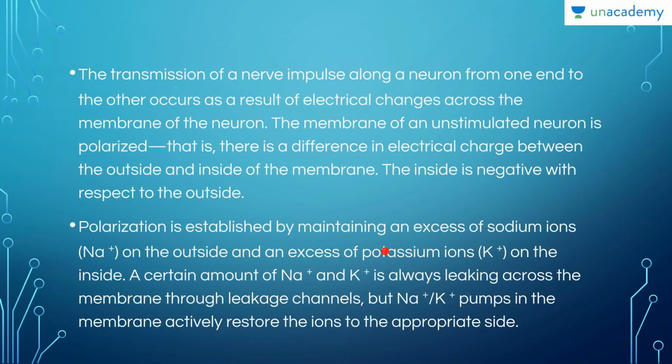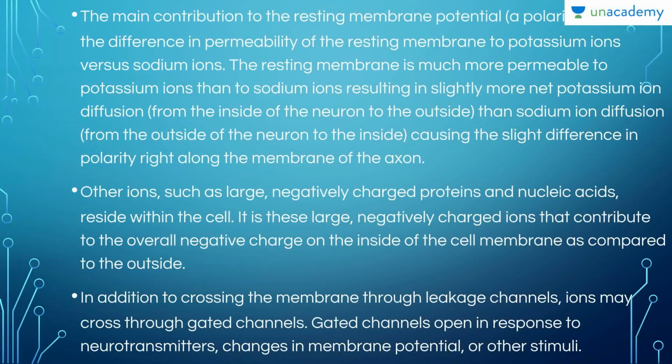Polarization is established by maintaining an excess of sodium ions on the outside and an excess of potassium ions on the inside. A certain amount of Na+ and K+ is always leaking across the membrane through the leakage channels, but Na+/K+ pumps in the membrane actively restore the ions to appropriate sites. So that is how the process of polarization, then depolarization, then repolarization happens. There are certain pumps which keep supplying Na+ and K+ ions onto both sides wherever the requirement needs.